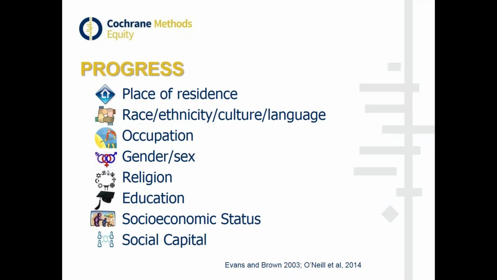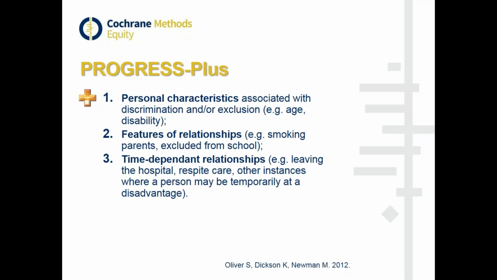The second PROGRESS factor is race, ethnicity, culture, and language. The third is occupation, and that includes whether somebody is out of work or unemployed. The fourth is gender and sex, and then religion, education, socioeconomic status, and social capital. And by social capital, we mean the social networks that people have to help support them. And then, obviously, those 8 characteristics don't capture all the potentially disadvantaged groups.